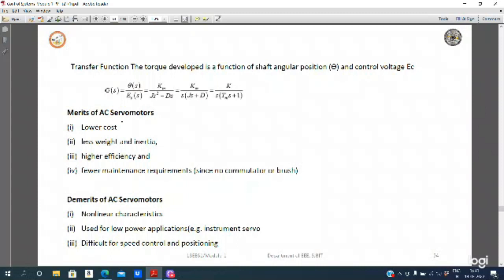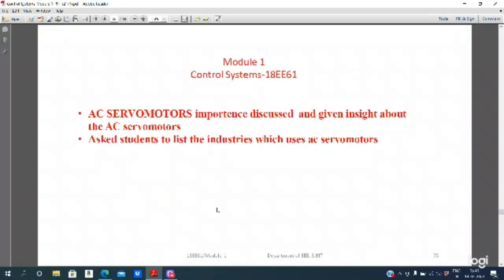Next, we have the merits and demerits of AC servo motor. The merits of AC servo motor are low cost, less weight and inertia, high efficiency, and fewer maintenance requirements. The demerits of AC servo motor are nonlinear characteristic, use for low power applications only, and difficulty in speed control and positioning. These are all the demerits of AC servo motor.